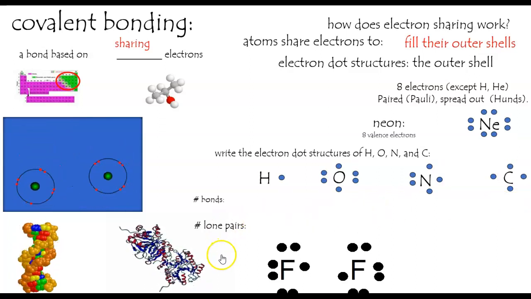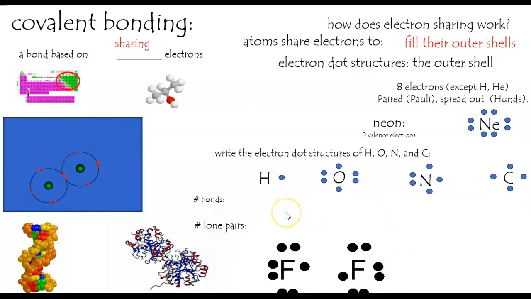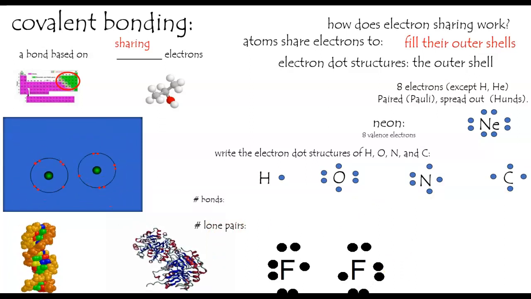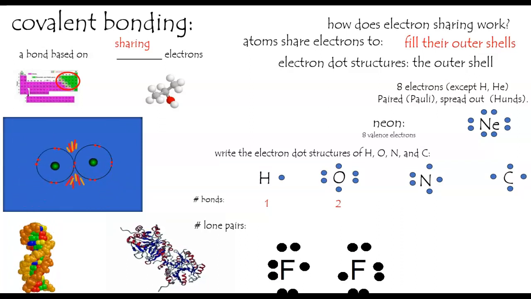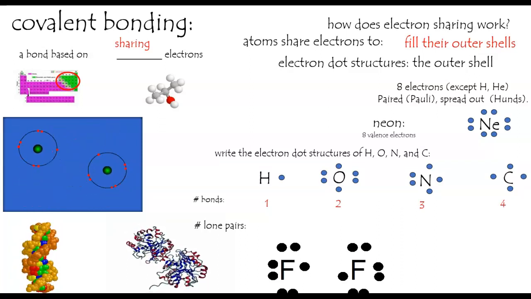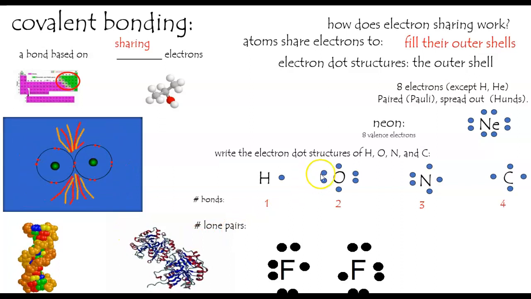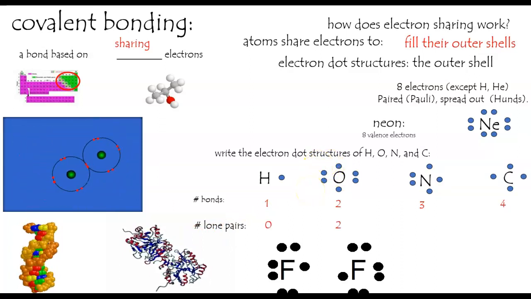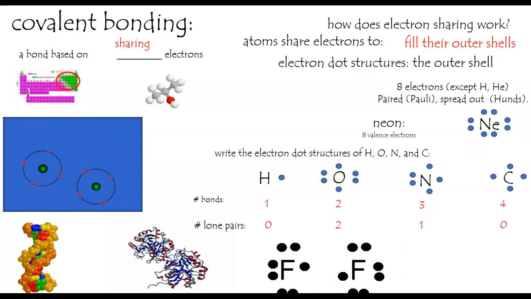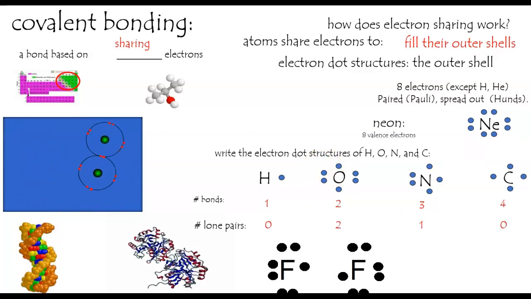I'm now going to show you a quick animation of the whole idea of a covalent bond. Check this out. Oh, by the way, hydrogen, oxygen, nitrogen, carbon, 1, 2, 3, and 4 bonds. Lone pairs are things like this that you see. I don't see them on hydrogen. I see 2 on oxygen, 1 on nitrogen, none on carbon. And here's the animation I want you to focus on.